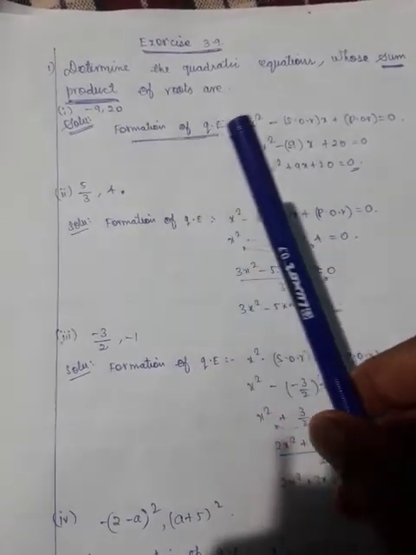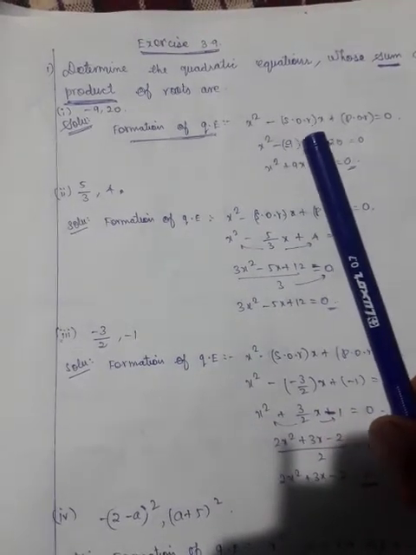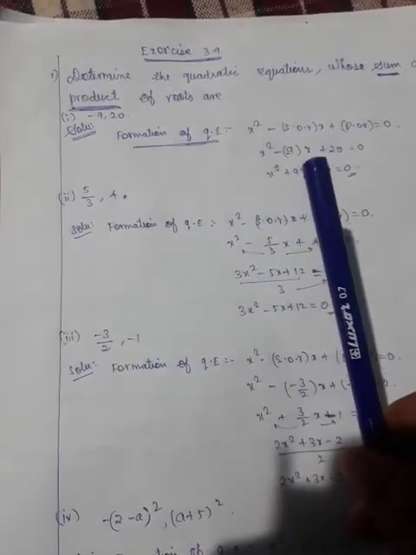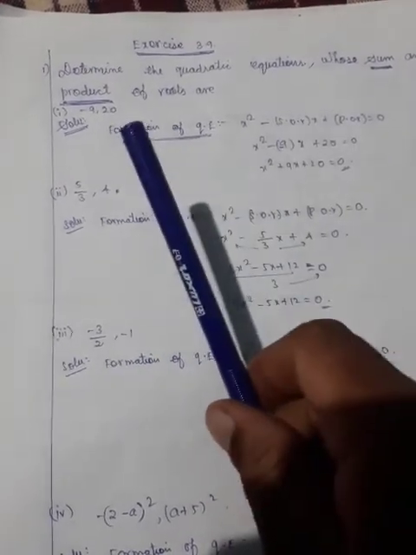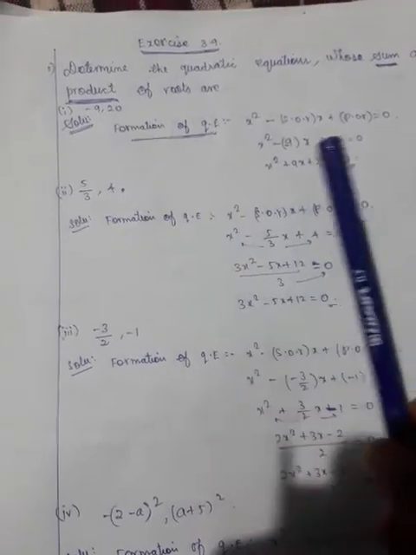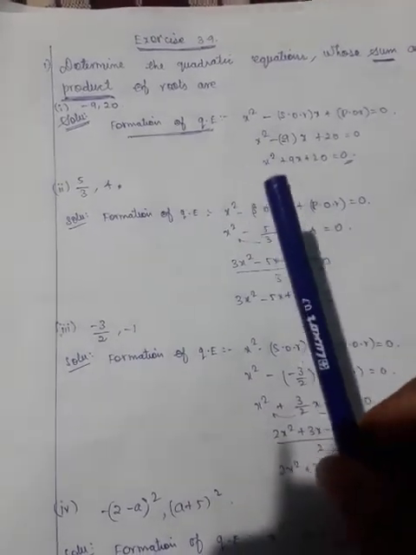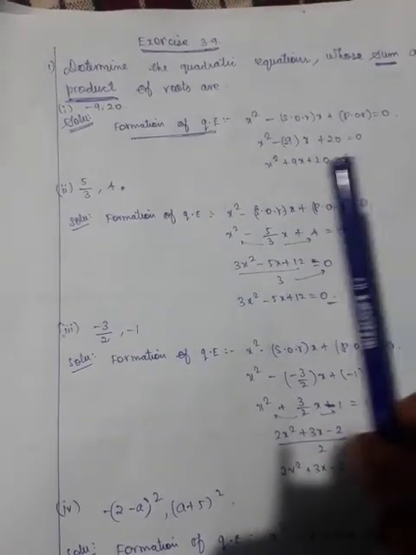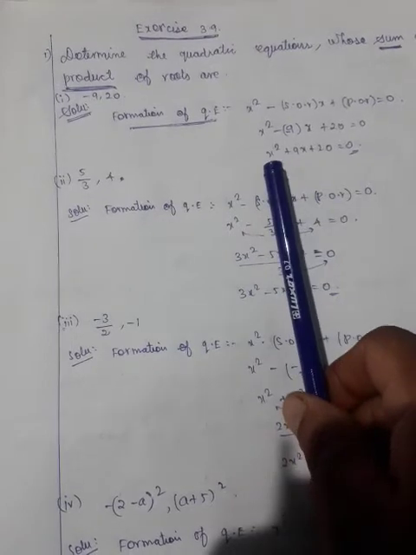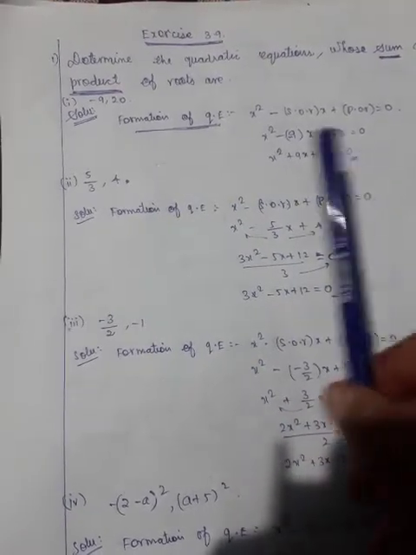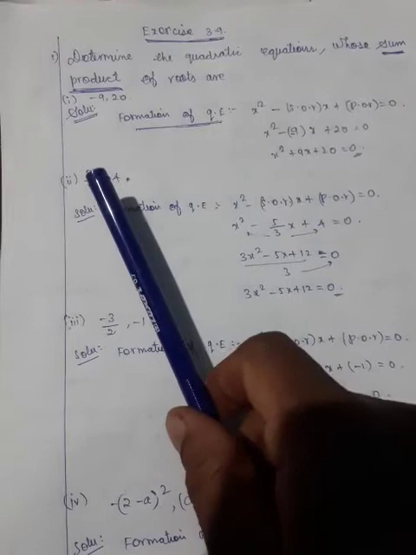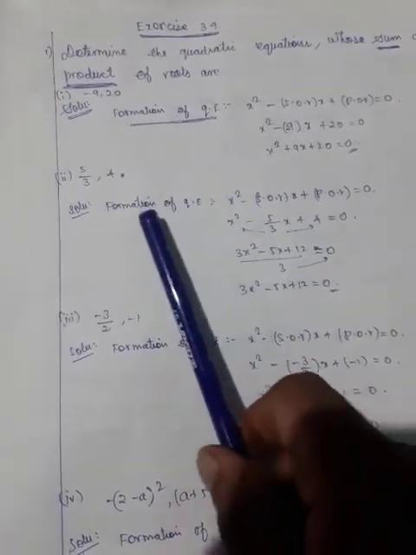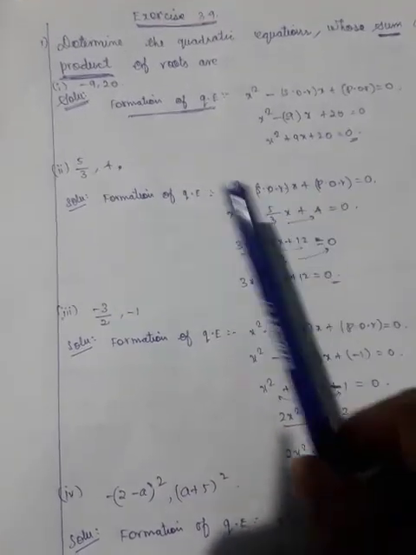So the formation formula is x square minus sum of roots x plus product of roots equal to 0. The sum of roots is minus 9, the product of roots is 20. So x square minus into minus, plus 9x plus 20 equal to 0. So this is our correct equation. Then subdivision 2: the first value is the sum of roots and the second is the product of roots. Write this formula and substitute the values.